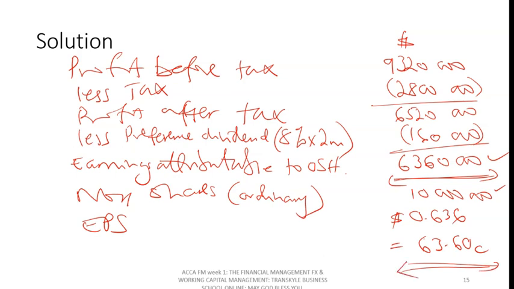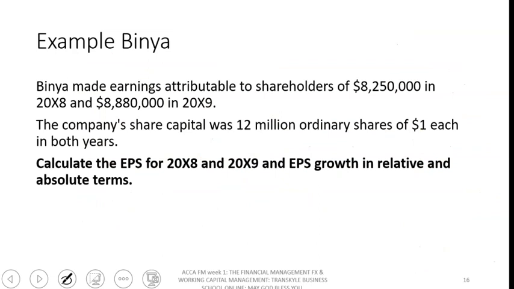Usually it is the standard for the EPS to be shown in cents. Financial accountants usually prepare those financial statements exhibiting the earnings per share in terms of cents. It's like some international practice. All right, that is the case, ladies and gentlemen. Now let us look at another example here.